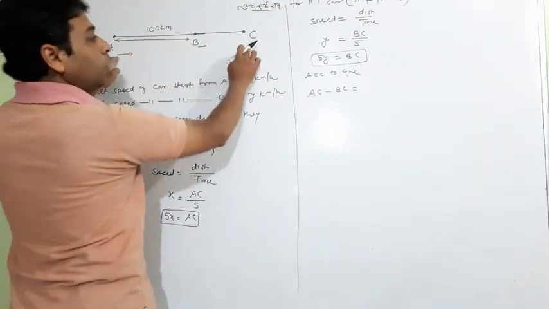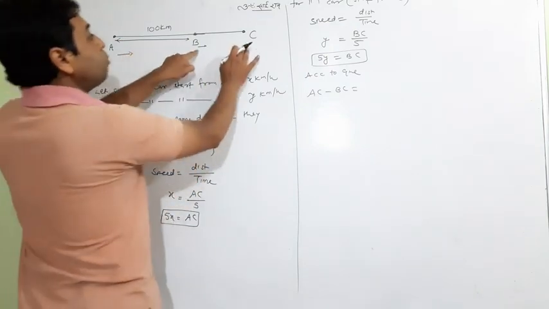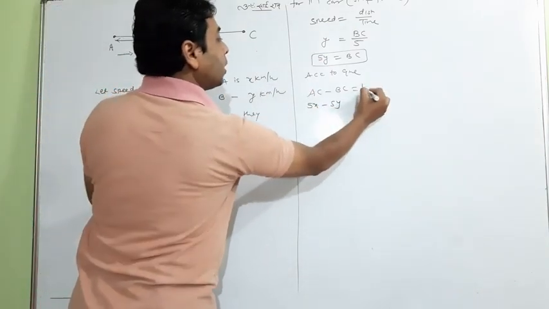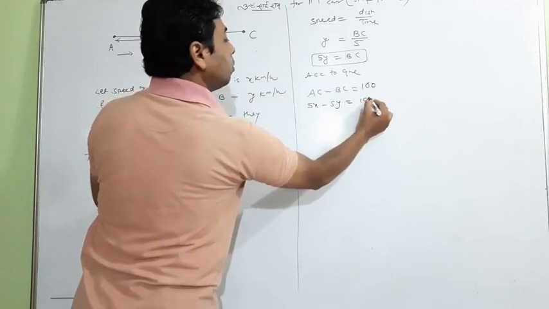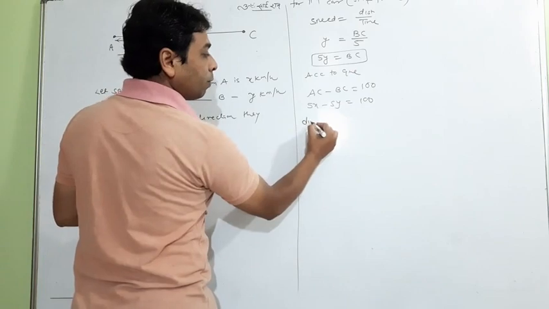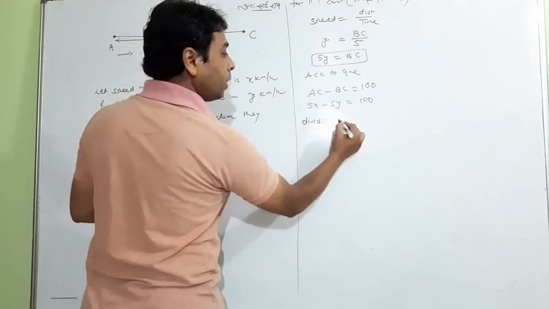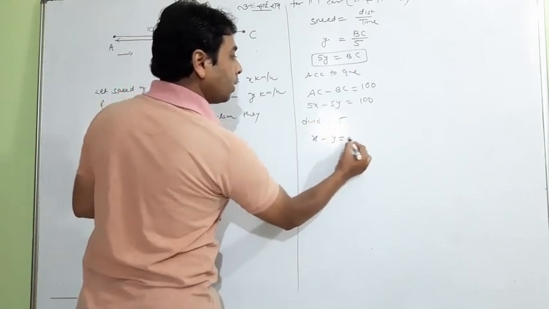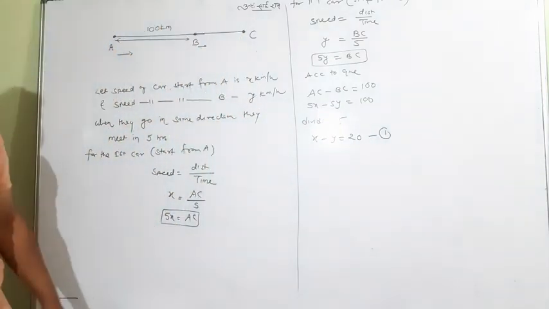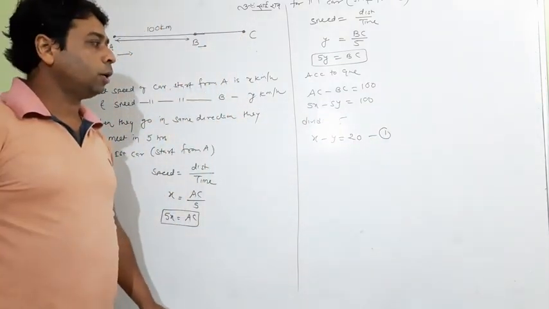A to C is what? 5x. B to C is what? 5y. So 5x minus 5y is equal to 100. Hope you are getting it. You can reduce it by dividing by 5. Dividing by 5, you will have x minus y is equal to 20. This is equation number 1. Hope students you are getting it.